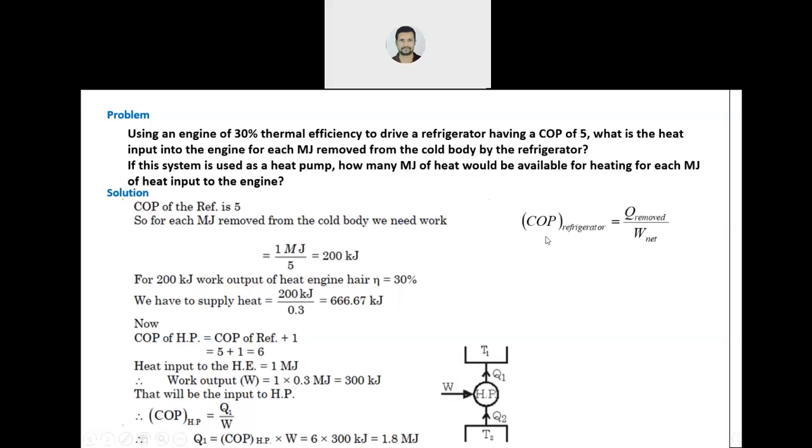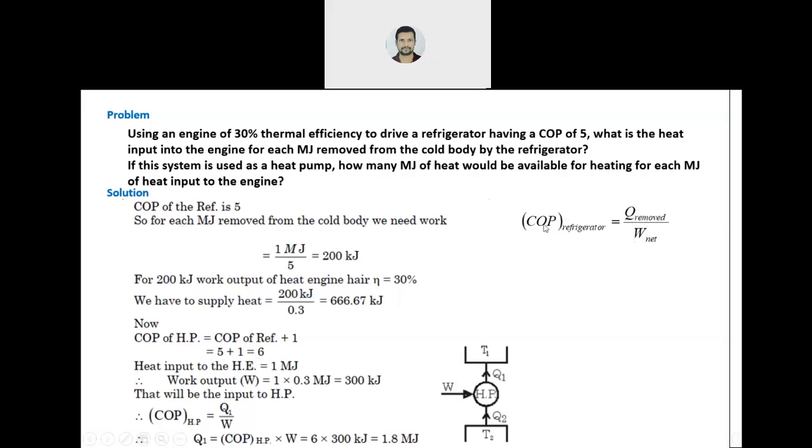So the formula is COP of refrigerator equals Q removed by W net. This is the formula. Now what is the value of COP of refrigerator? In the question it is given COP equals 5. Next, what is Q removed? Here it is given each megajoule removed, so Q removed is 1 megajoule. And W net you have to find.